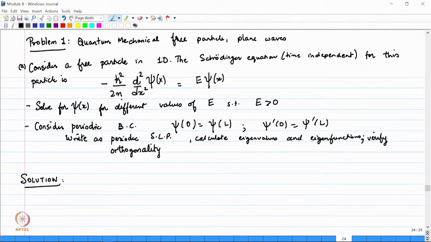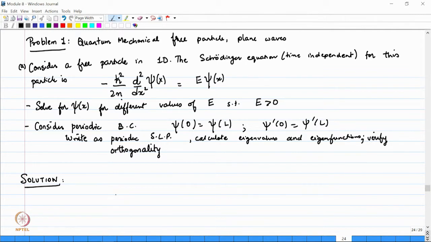Then the next part is to consider periodic boundary conditions, psi 0 equal to psi L, psi prime of 0 equal to psi prime of L, and write this as a periodic Sturm-Liouville problem. Calculate eigenvalues and eigenfunctions and verify orthogonality.